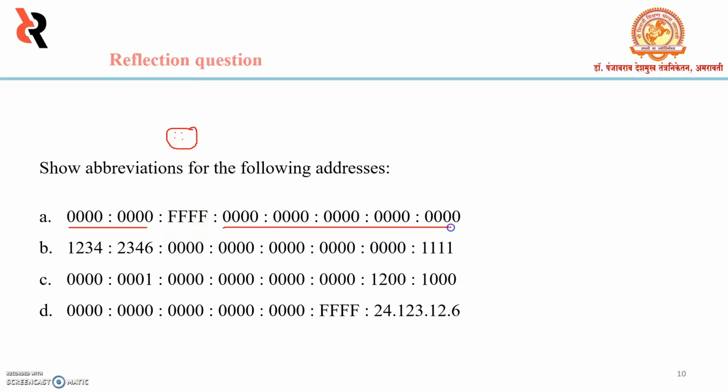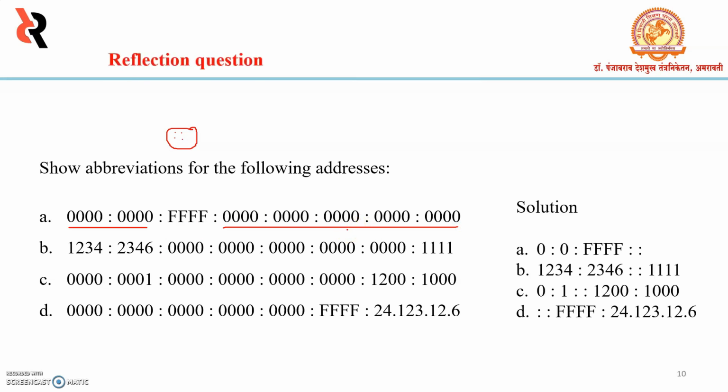The length of the consecutive zeros, we have to abbreviate this one. Example solution is this one. 0, 0, third rule. Actually first rule, but when we use this one, it becomes a third rule.